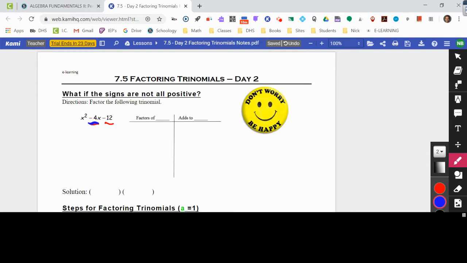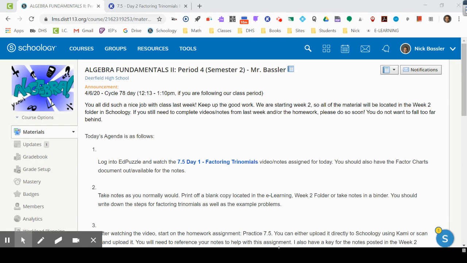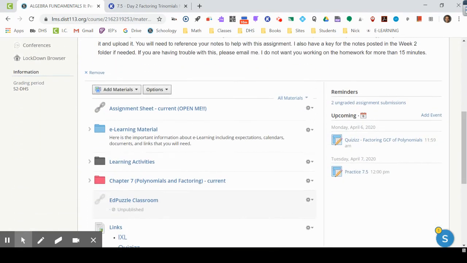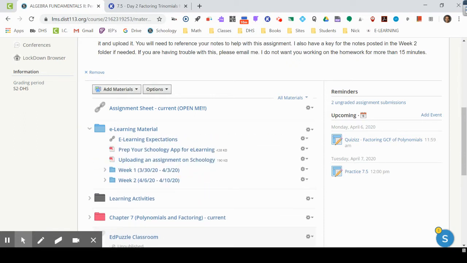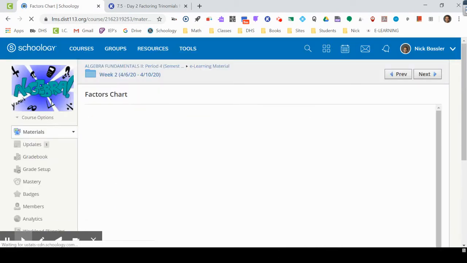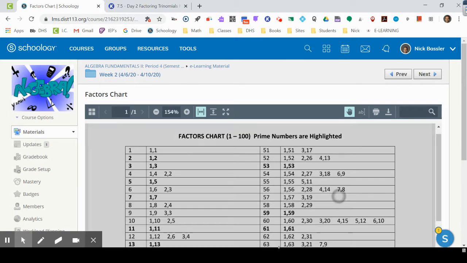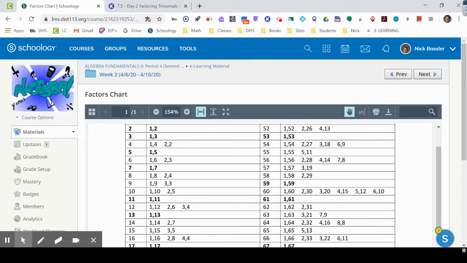Okay, so again, we're going to use this factors chart here, right? We want to find factors of negative 12 this time. Well, guess what? The factors of negative 12 are going to be the same thing as the factors of positive 12, except one of my numbers is going to be negative. And don't forget to always reference this factors chart to help out when we're figuring out our factors of a number. You can find this factors chart in the week 2 folder of Schoology here. So again, if you didn't print it out yesterday, I would have this document printed out, or you have access to this document.